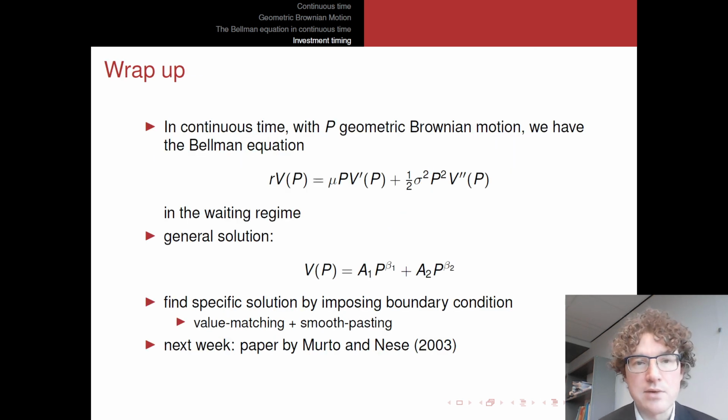So let's wrap up and come to a conclusion. We figured out what the Bellman equation was in continuous time. It took the form of this differential equation. In the waiting regime, we could solve this equation in general by a particular form: the sum of two different power functions, one with a positive power and one with a negative power. Which are the correct ones? We had to figure that out by imposing boundary conditions, both at p equals 0, but also at matching up this waiting solution to the investment solution. That was the value matching and smooth pasting conditions.